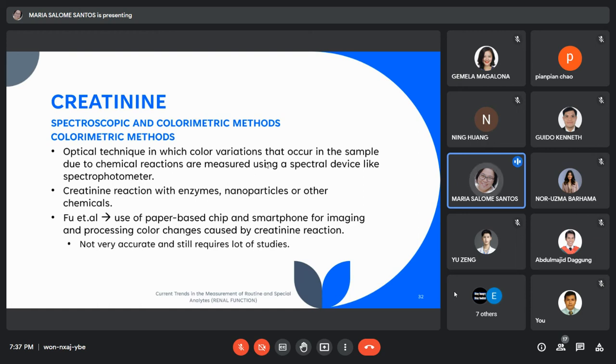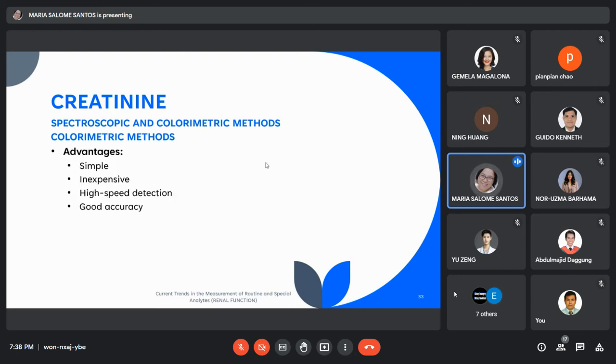Fu et al. presented a quick method with an integrated system, including a paper-based chip and smart detection device like a smartphone to determine serum creatinine concentrations. Although this is a practical method, it is not very accurate and still requires lots of studies. The advantages of colorimetric methods are that they are simple, inexpensive, with high-speed detection and good accuracy.